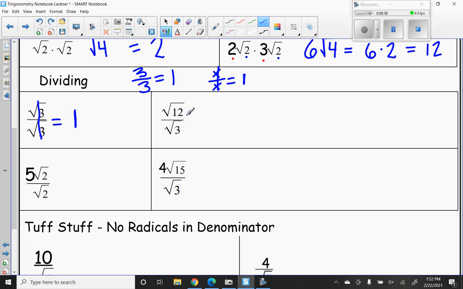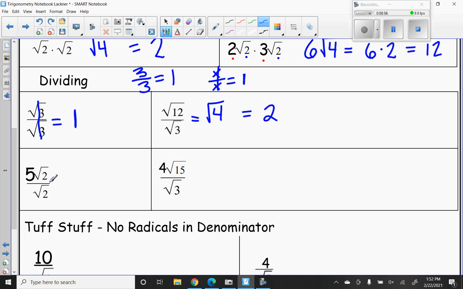Okay, so this one I have 12 divided by 3 under the radical. So I'm kind of ignoring the radical until the end. So I can say 12 divided by 3 is 4. And I'll keep the radical there. And that's one of our special numbers. The square root of 4 is 2. And we're done.